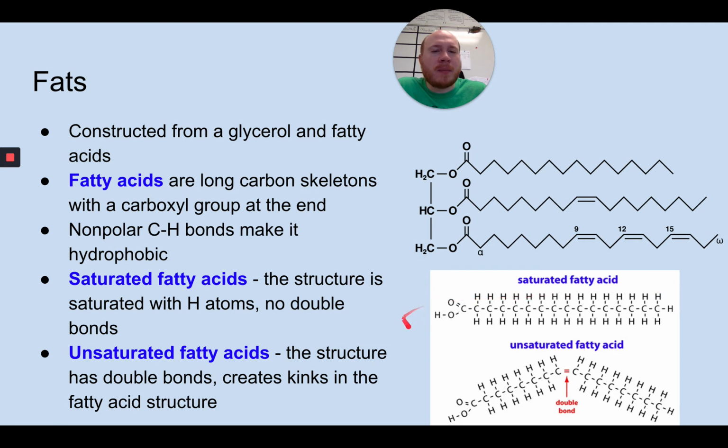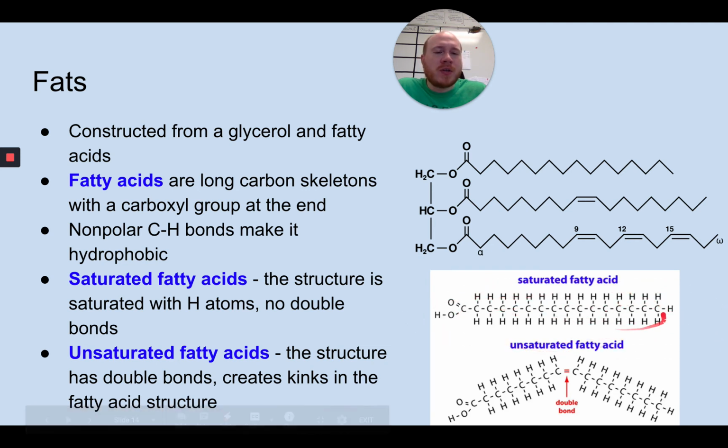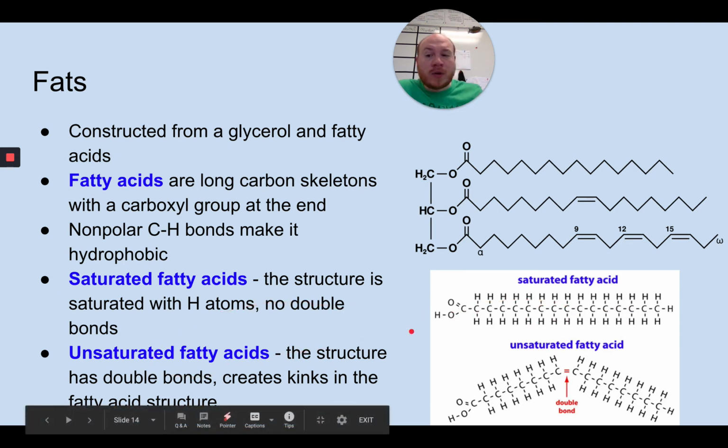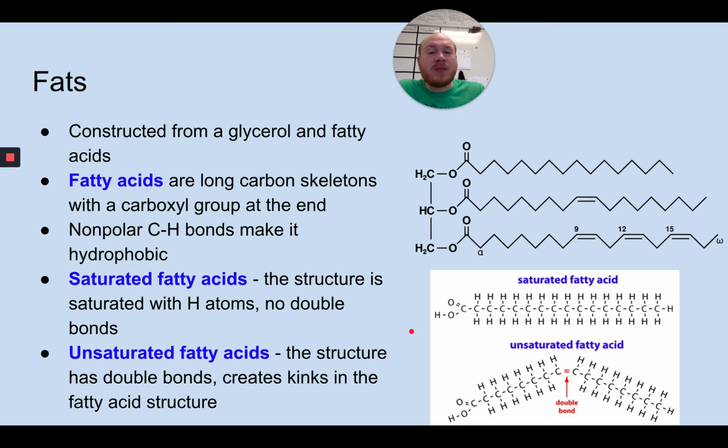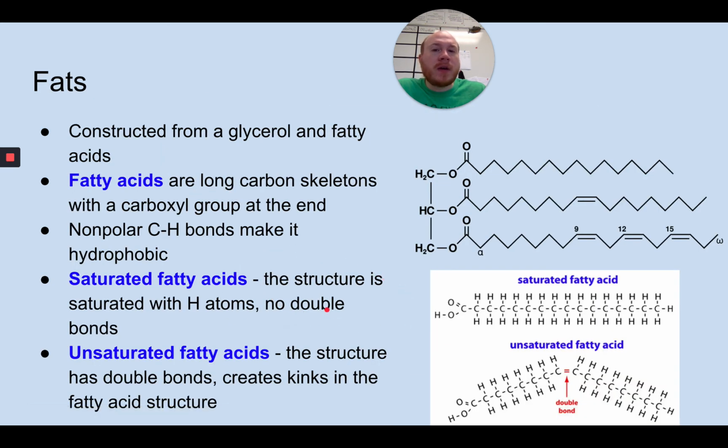So here's an example of a saturated fatty acid. All these carbons have hydrogens, and there are no double bonds. In unsaturated fats, the structure has double bonds that create kinks in the fatty acid structure, and these kinks change the structure of the fats. And what this does is it creates two different kinds of fats.